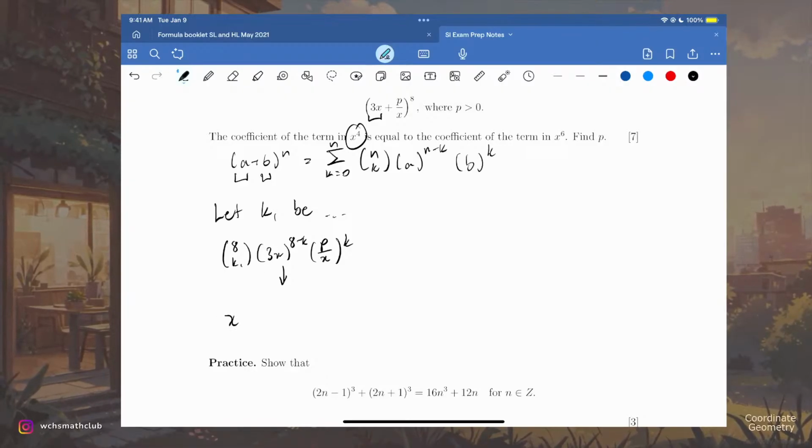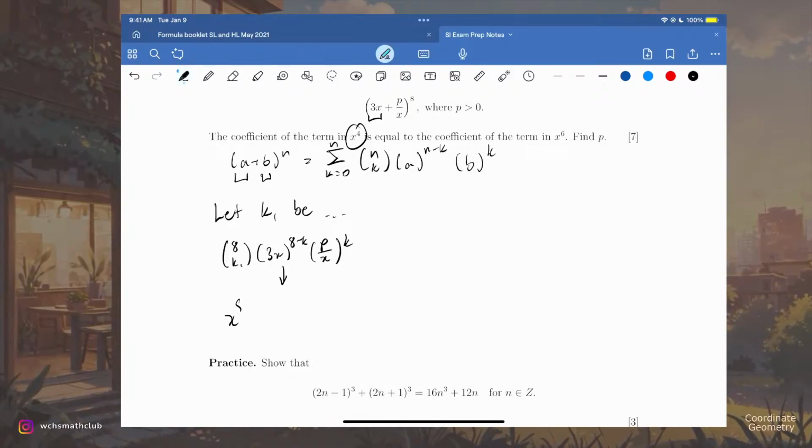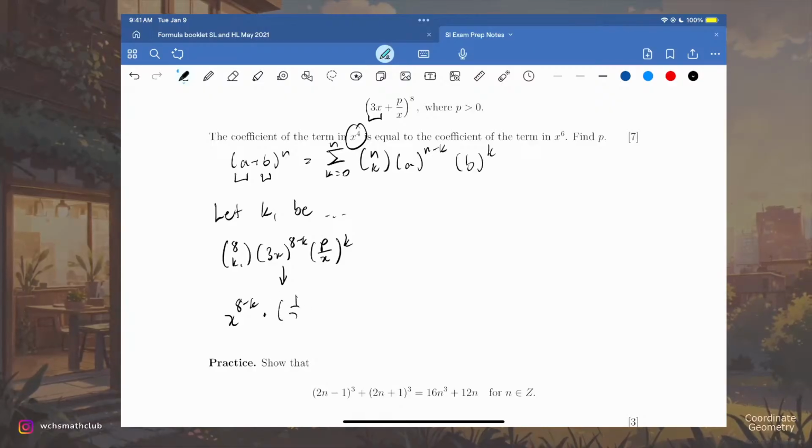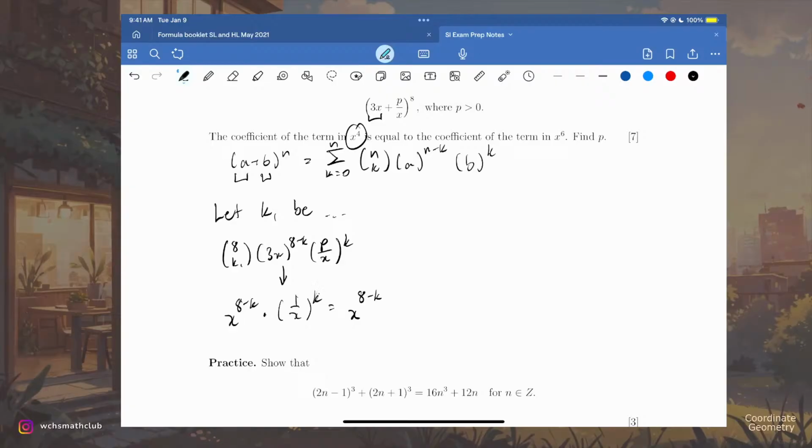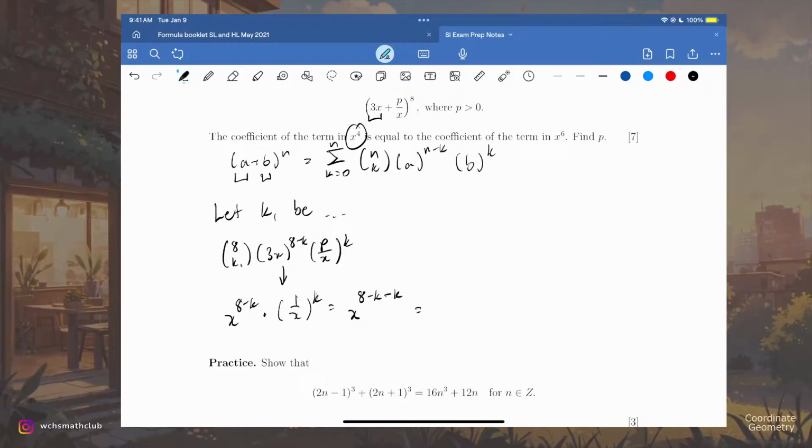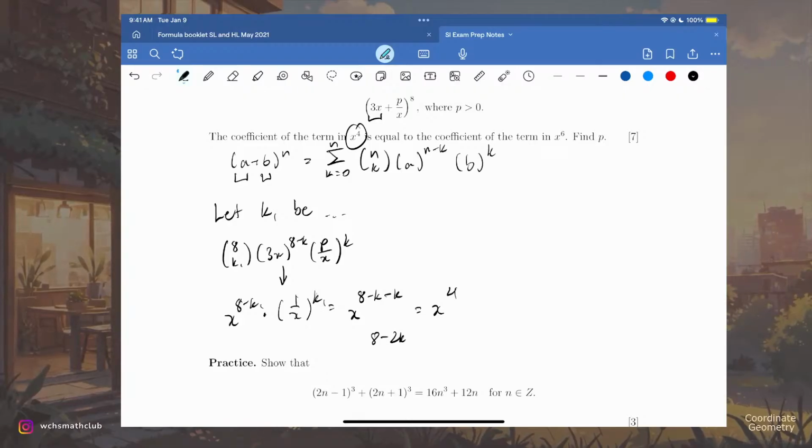we get x to the power of 8 minus k, times 1 over x to the power of k, and then we can simplify this to x to the 8 minus k, and this exponent right here would be turned to negative. So 8 minus 2k equals x to the 4. So 8 minus 2k, just like so, is equal to 4, and k1 equals 2.